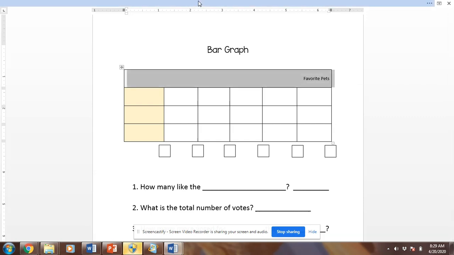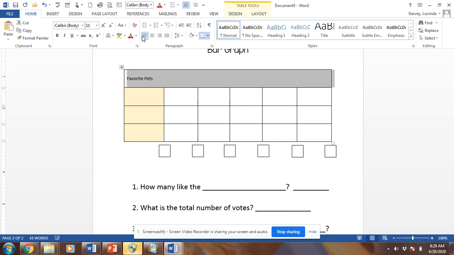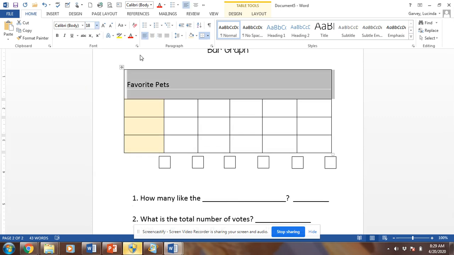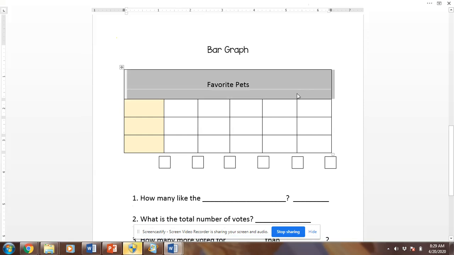All right, so let me set all of that up. We're going to put it here. I want to make it a little bit bigger, so I'm going to make it 18, and then I'm going to center. Okay, so favorite pets here, boys and girls. Let's slide that up a little bit, if it lets me. No, it's not going to let me.